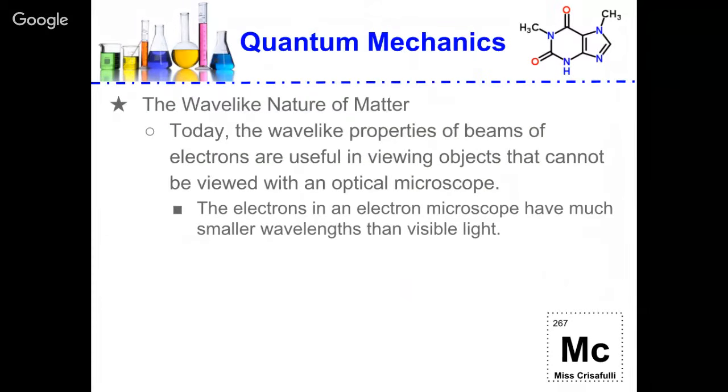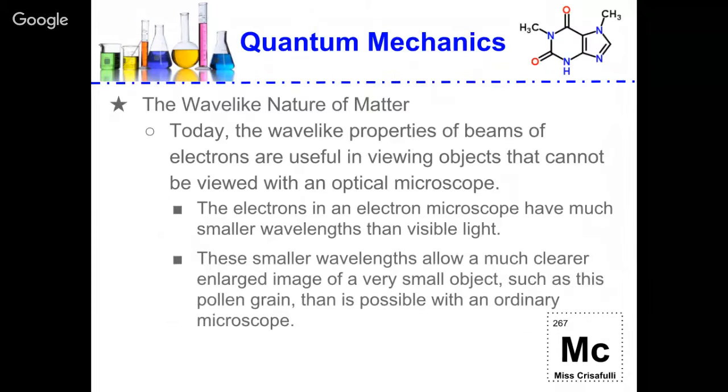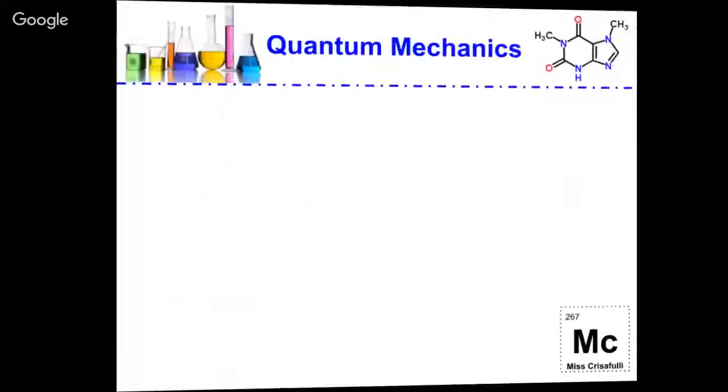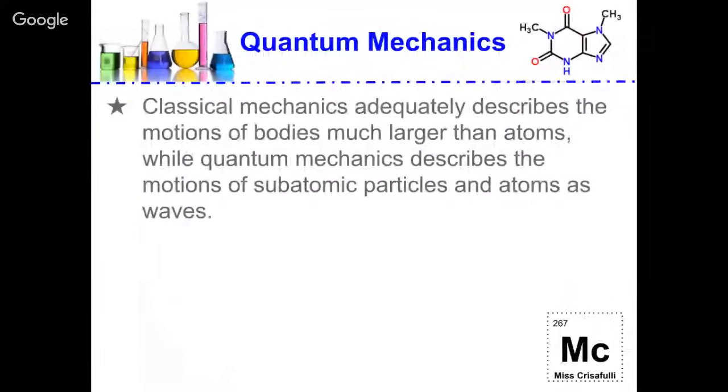Electrons in an electron microscope have much smaller wavelengths than visible light, and these smaller wavelengths allow a much clearer enlarged image of a very small object such as a grain of pollen that is impossible to see with an ordinary microscope. Classical mechanics adequately describes the motions of bodies much larger than atoms, while quantum mechanics describes the motion of subatomic particles and atoms as waves.